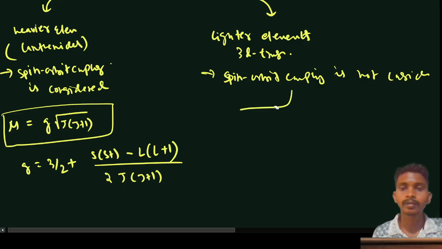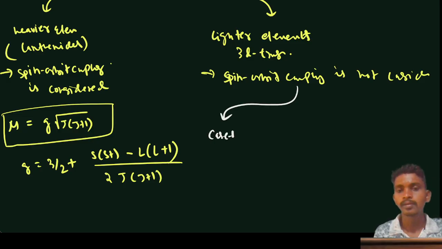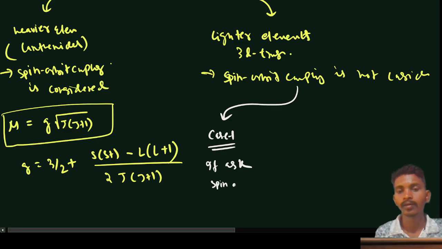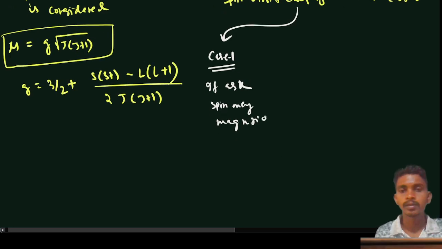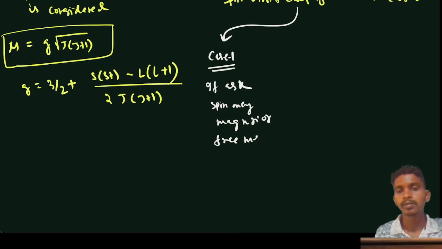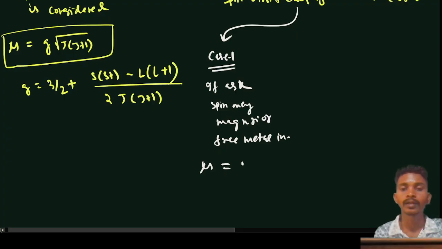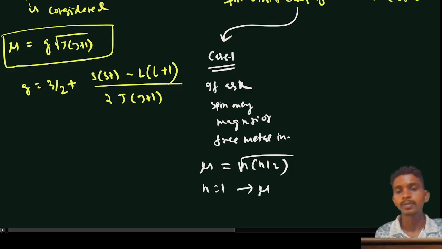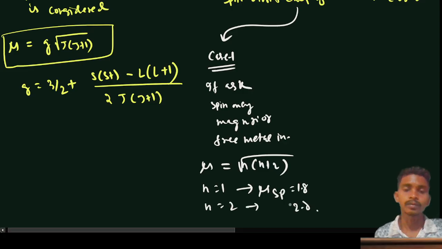First case is if it is asked specifically: case 1, if it asks for spin only magnetic moments, or it is written free metal ions, then the spin only magnetic moment is the square root of n(n plus 2). That is, if n equal to 1, then the spin only magnetic moment is 1.8. If n equal to 2, then it is going to be 2.8, likewise.